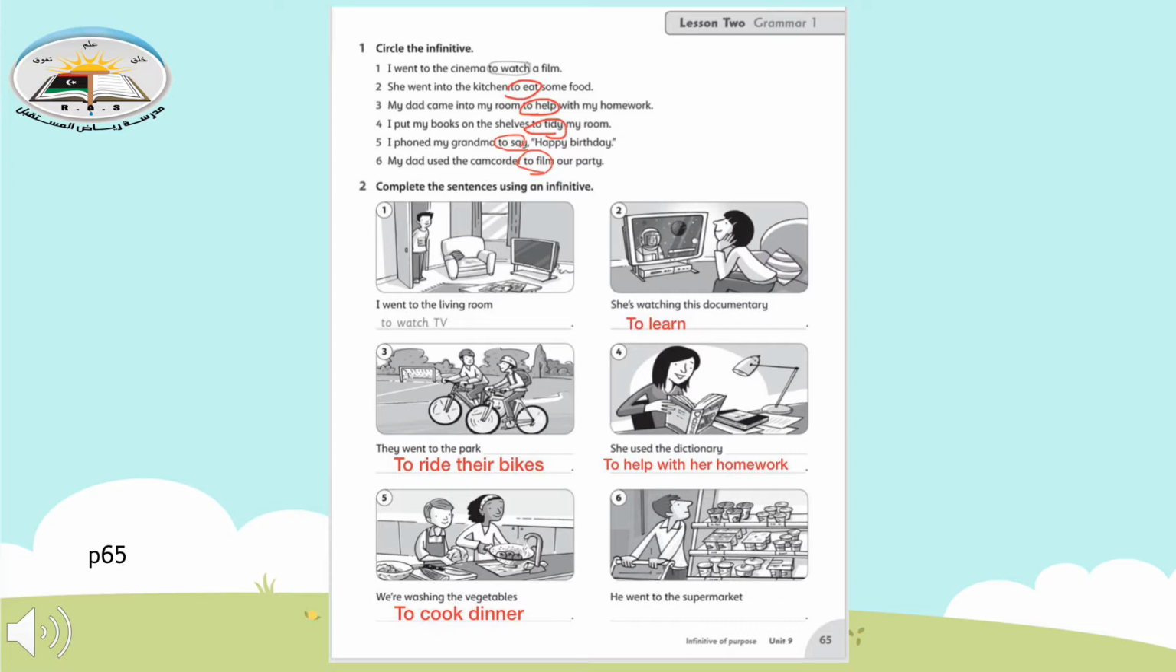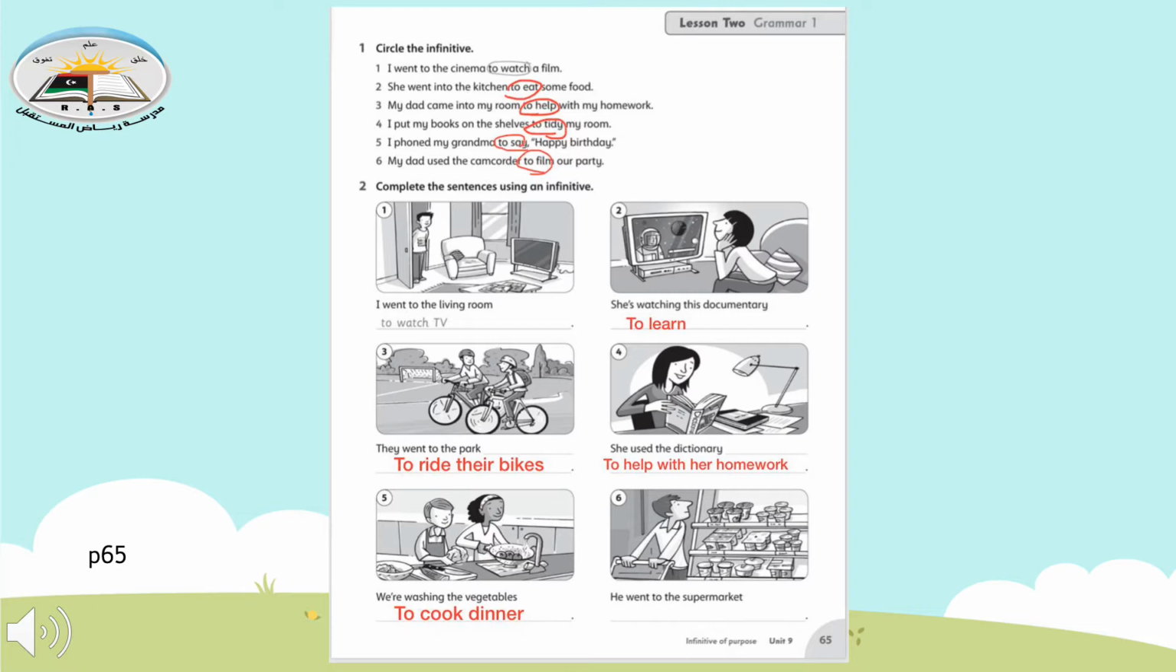Okay, so let's look at picture number 2. In picture number 2, we have she is watching this documentary. The answer should be to learn about space. You can change the answer if you don't like it. You can use to with any other infinitive that fits the picture.